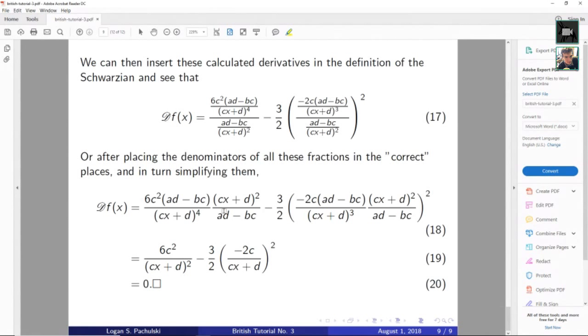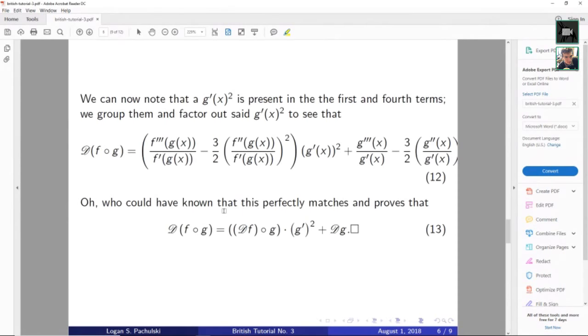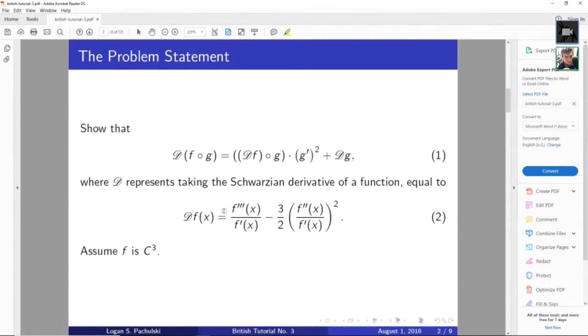Can you tell me, either using this slide or the definition of the Schwarzian, what are the units of the Schwarzian derivative of f?